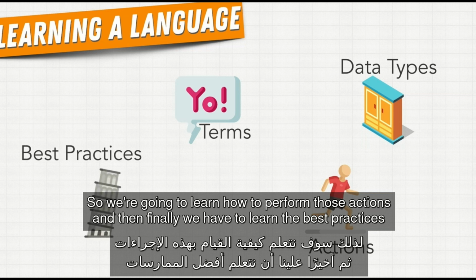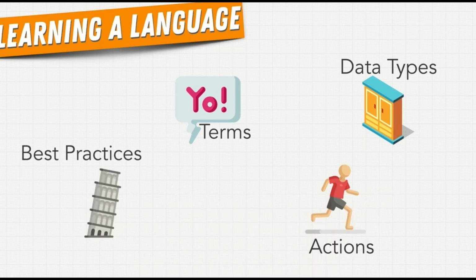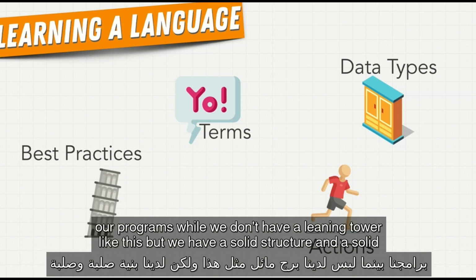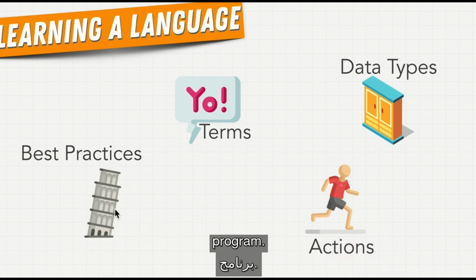And then finally, we have to learn the best practices of each language. There's good ways of writing Python code, and then there's bad ways. So that when we build our applications, our programs, we don't have a leaning tower like this, but we have a solid structure and a solid program.